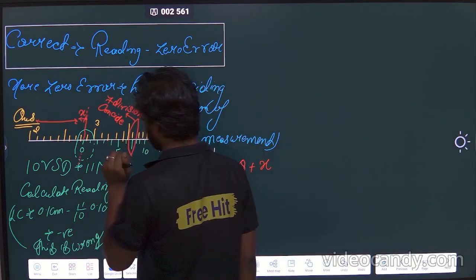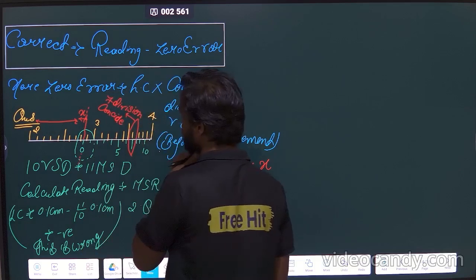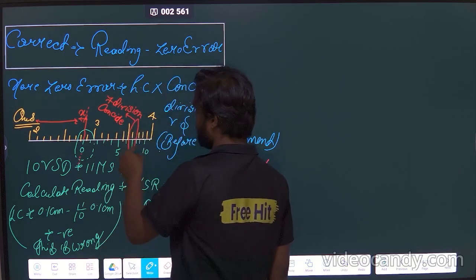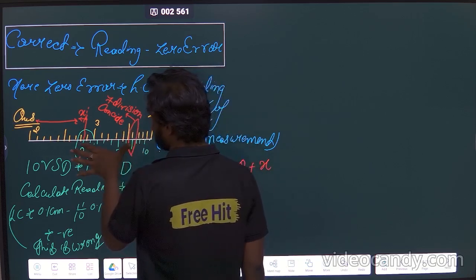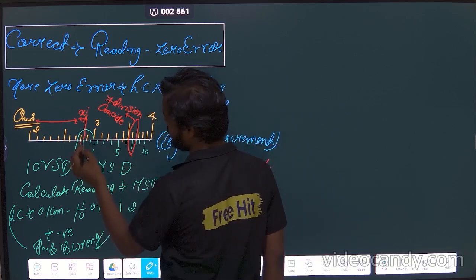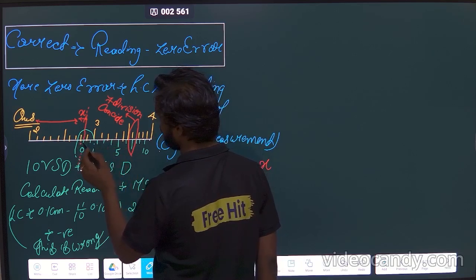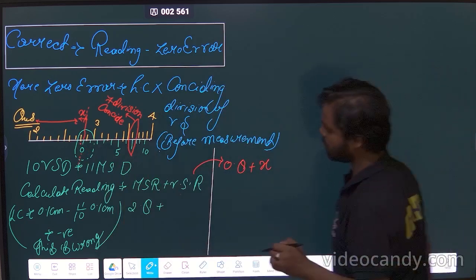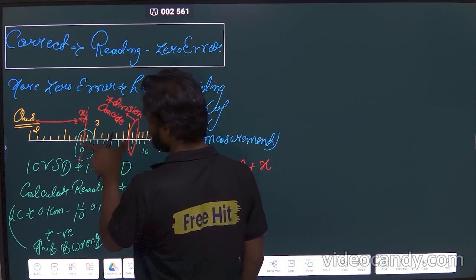What will I do now? I will do one thing. I will say, see, this is my coinciding division. Yes or no? Till here, what will be my value? Till here, this 2.8. This is 1, 2, 3, 4, 5, 6, 7, 8. So this will be 8. Oh, sorry, not 8. We have this, and this is 0.